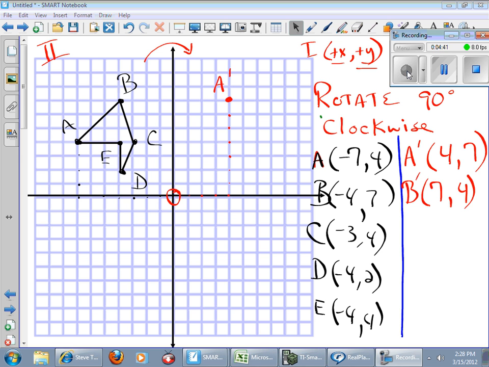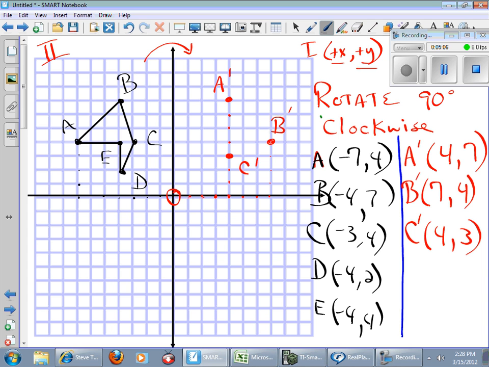Okay, so B will be at 7, 4. So let me count 7, 4. So there's B prime. C is at negative 3, 4. So for C prime, I switch the 4 and the 3, and because I'm in the first quadrant, they're both positive. So that'll be C prime.